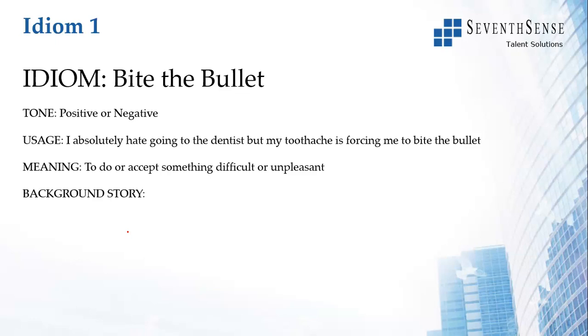How do I remember this? I know the background story of biting the bullet. Before, when operations had to be done, they did not have anesthesia. And so the patient who was undergoing the operation would be given a bullet. Because he would be in pain during the operation, they would ask him to bite the bullet and bear the pain. So biting the bullet, and I remember it forever, means that the person is forced to do something that is difficult or unpleasant. Bite the bullet, do something that is difficult or unpleasant.